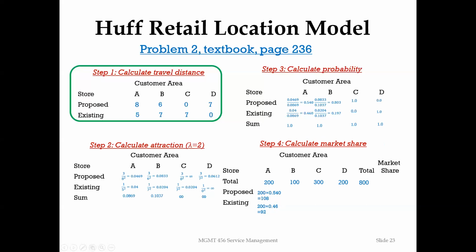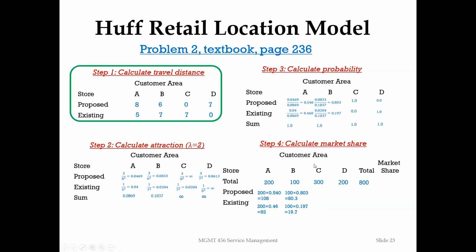Similarly, we can do this calculation for customer area B. Total customers are going to spend about $100,000. Out of these $100,000, about 0.803 will be spent in the proposed store. So you will have $80.3 thousand spent in the proposed store, and the rest will go to the existing store. So $100,000 times 0.197, that's the purchasing probability, you get 19.7.